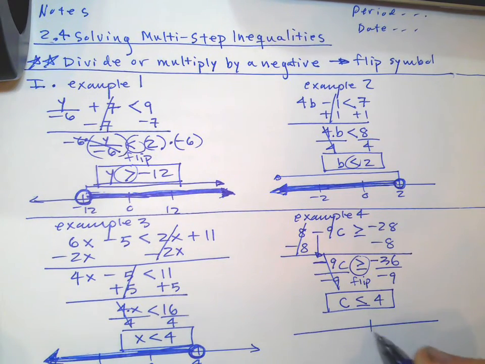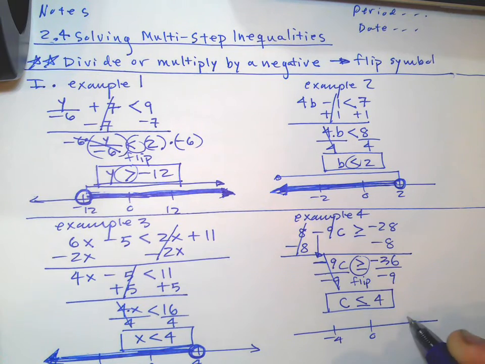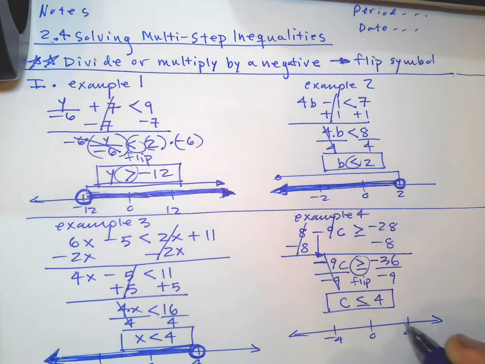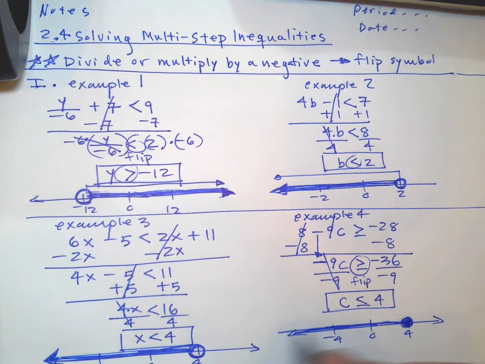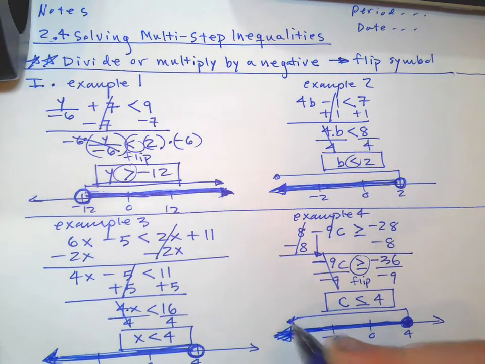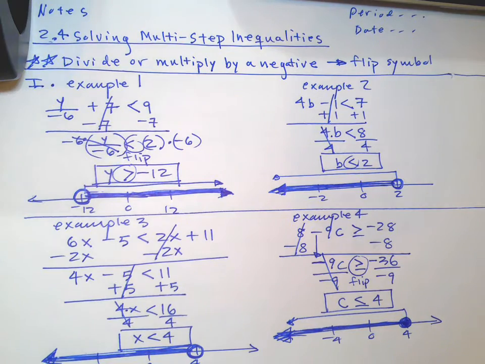So graph a number line. Negative 4, 0, 4. So it's going to be a solid dot at 4. Arrow to the left. Like that, or you could do it like this. Make sure your dot's nice and solid.